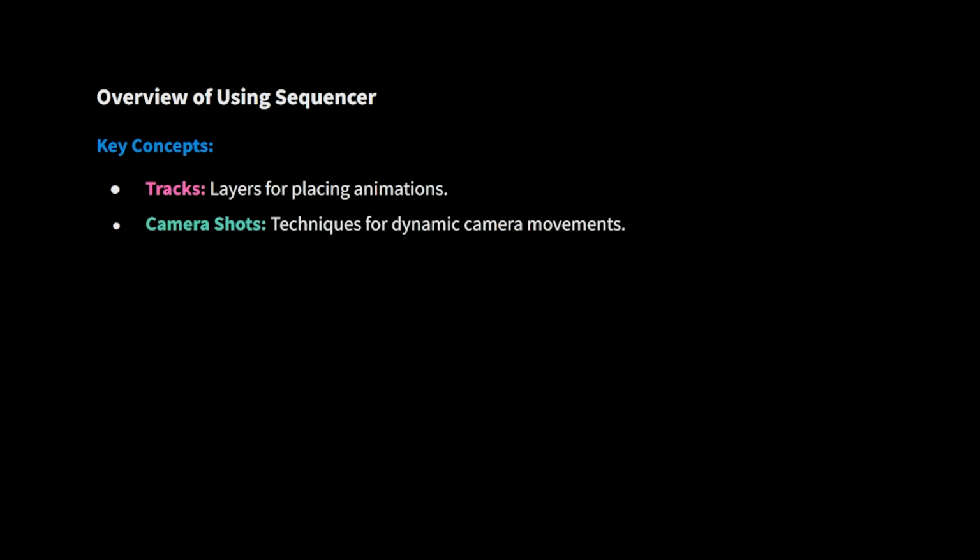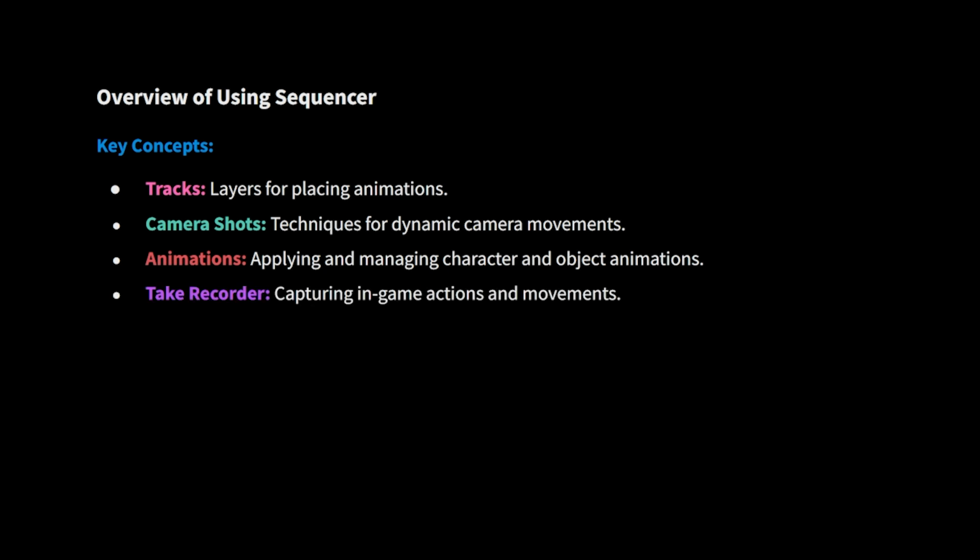Creating dynamic and engaging camera shots is crucial for storytelling. Sequencer allows you to add and animate cameras to capture the action from different angles. Applying and managing animations in Sequencer allows you to bring your characters to life. You can use pre-made animations or create your own. Take Recorder lets you capture in-game actions and movements, which is especially useful for recording character animations during gameplay.